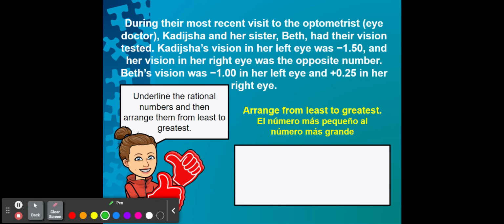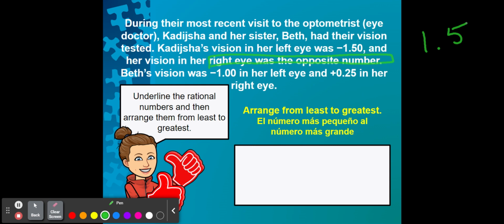Well, first things first, we have this little bit. Her right eye was the opposite. So the opposite of -1.5 is 1.5. So I need you to think about this on a number line. Left is less. So if we're going from least to greatest, we're going to start with the numbers that are the furthest to the left.